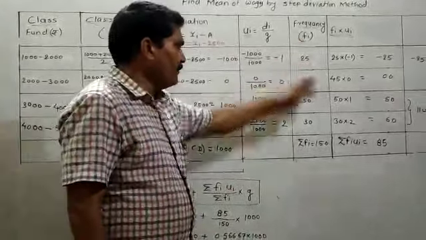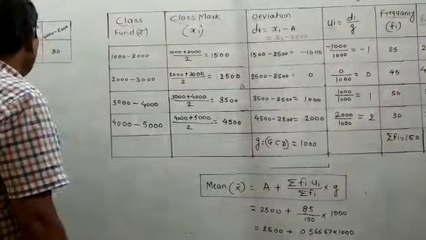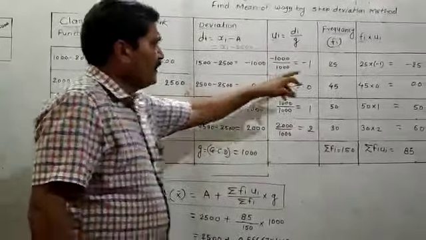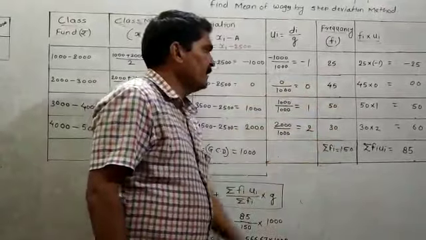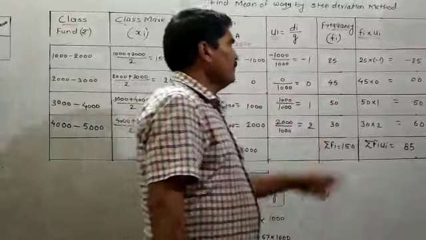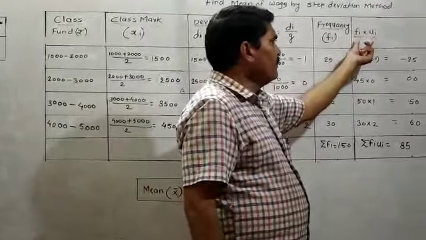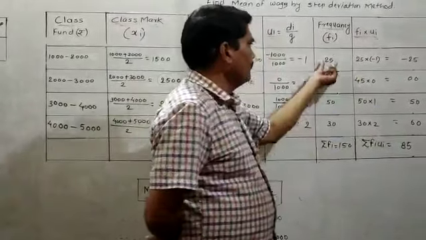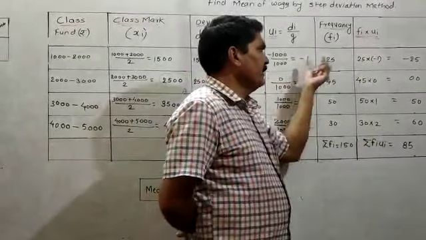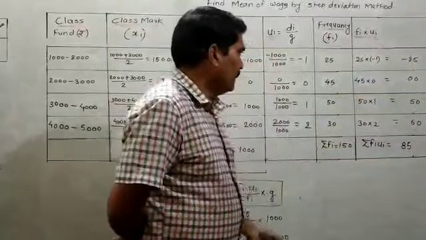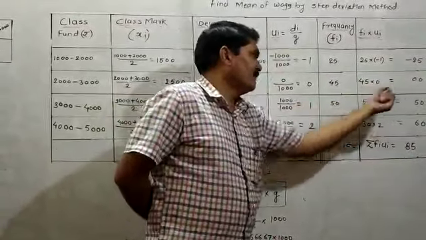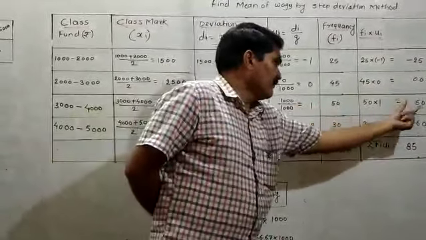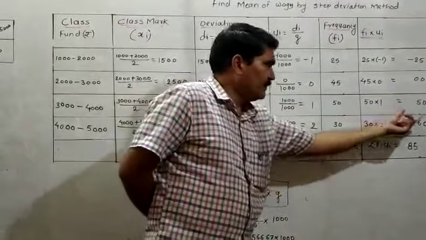Then you have to write the frequencies from the given data: 25, 45, 50 and 30. Here you have to find the product of fi into ui. Fi into ui means fi multiplied by ui. 25 multiplied by minus 1 is minus 25. 45 multiplied by 0 is 0. 50 multiplied by 1 is 50. 30 multiplied by 2 is 60.